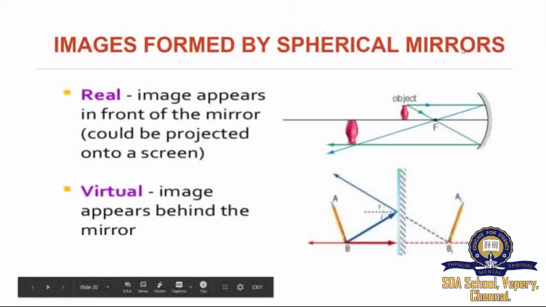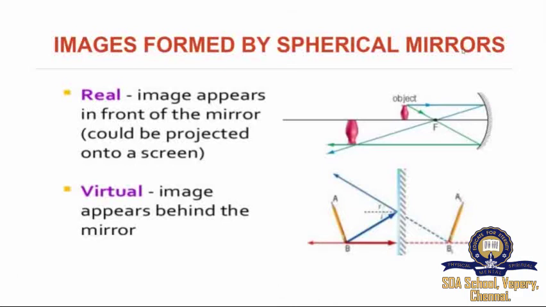Images formed by spherical mirrors. Images formed by spherical mirrors are of two types. One is real image and the other one is virtual image. Real image appears in front of the mirror. It could be projected onto a screen. Virtual image appears behind the mirror. Real images can be formed on a screen, while virtual images cannot be formed on a screen.